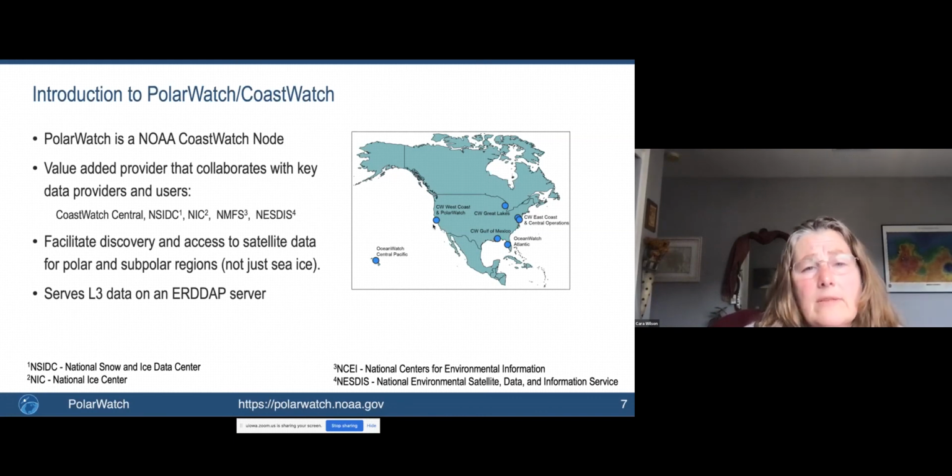So some of the data sets that we have, when I say we, Polar Watch works with NSIDC, the National Snow and Ice Data Center, and the NIC, the National Ice Center, which also provide data. And so with Polar Watch, we sort of curate data. So we pick and choose data sets that we think will be of use to our users, and we incorporate them into our data distribution service so that they can be more easily accessible.